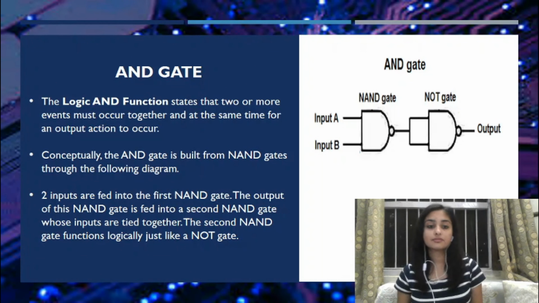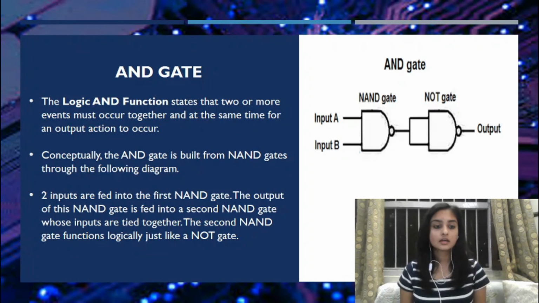First we have the very basic gate, which is the AND gate. The logical AND function states that two or more events must occur together and at the same time for an output action to occur. Conceptually, the AND gate is built from NAND gates through the following diagram. Now we have a diagram here which is basically the NAND representation of the AND gate. The two inputs are fed into the first NAND gate, as you can see. The output of this particular NAND gate is then fed into a second NAND gate whose inputs are tied together. So this second NAND gate functions logically like a NOT gate.